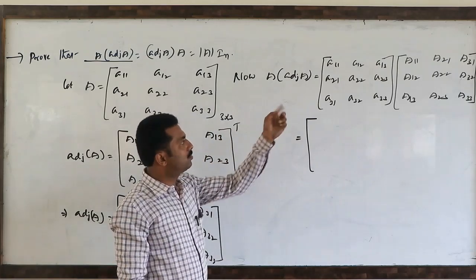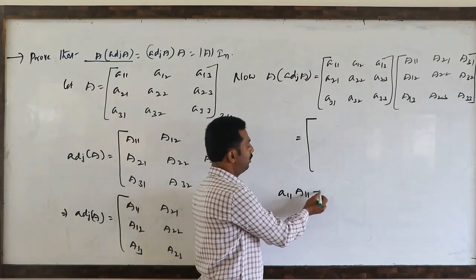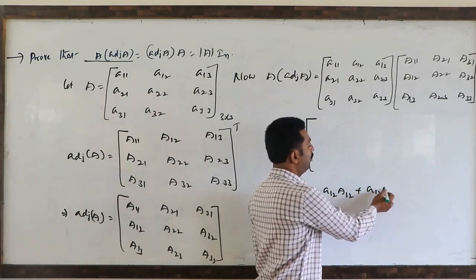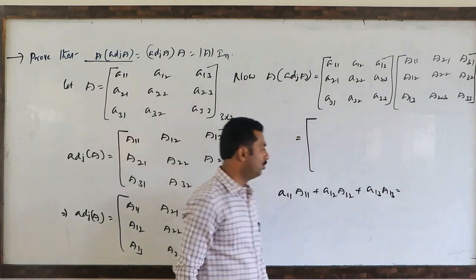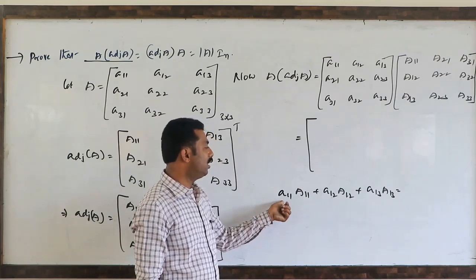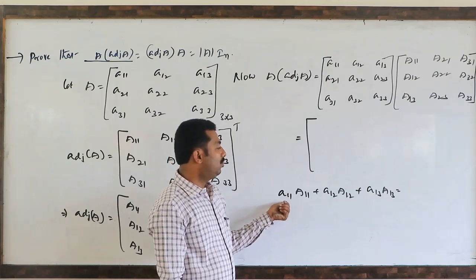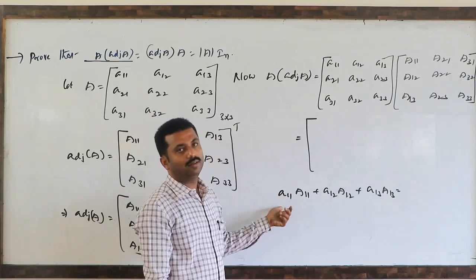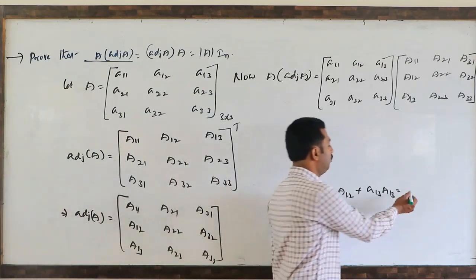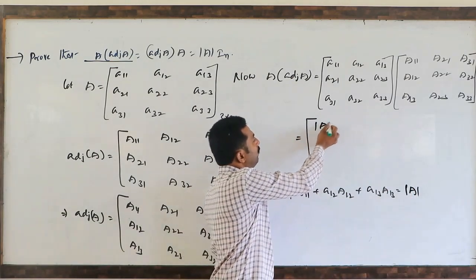How to multiply: first row, first column. See here, a11 into capital A11, plus a12 into capital A12, plus a13 into capital A13. You know this one? The sum of the product of elements of any row or any column of a square matrix with the corresponding cofactors of the same row or same column. First row elements, first row cofactors: this sum of the products is always the determinant of A.